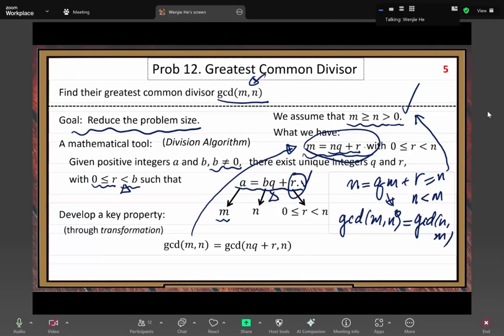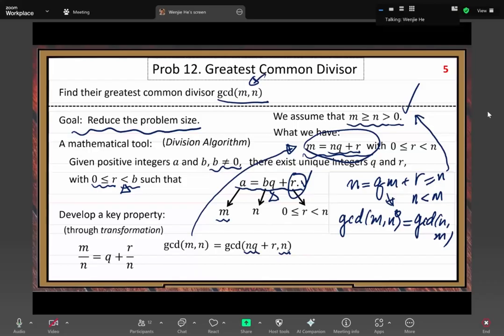After this one-step transformation, you can see the first term, it's a multiple of n. Q times n, it's a multiple of the second parameter. This property, we need to take advantage of it. So let's see, how do we take advantage of this property?